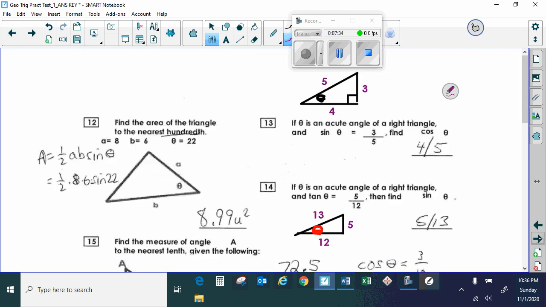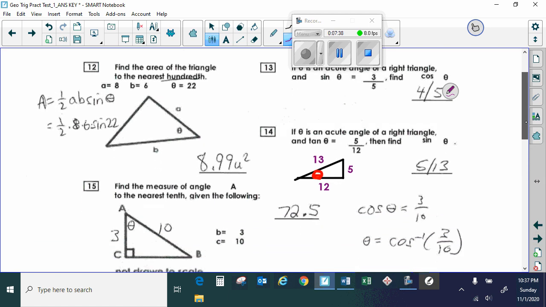All right, backside here now. Find the area of the triangle to the nearest hundredth. Okay, I can use the formula A equals 1/2 ab sine theta, or if I don't want to memorize that, I can just draw my right angle. It's my height. I know the area of a triangle is 1/2 the base times the height. Well, my base, they've already given me, is 6. So I can fill that in. I need to find the height.